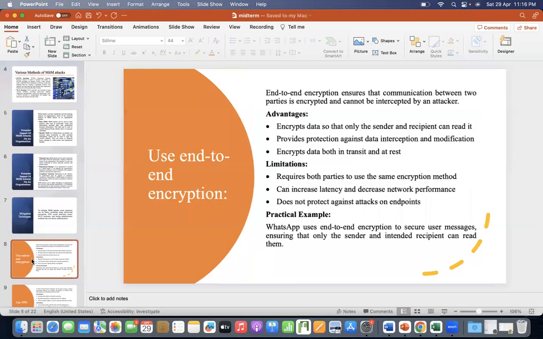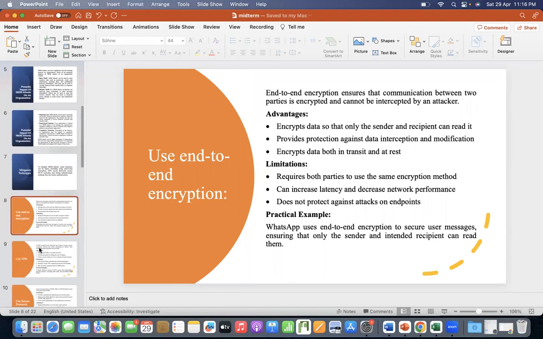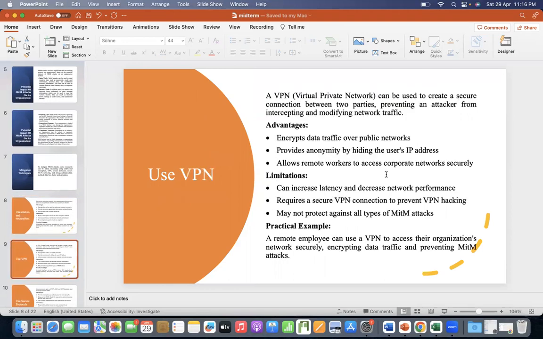By using end-to-end encryption, communication between two parties is encrypted and cannot be intercepted by an attacker. For example, WhatsApp uses end-to-end encryption for its messages. This has both advantages and limitations. Next, coming to the VPN.